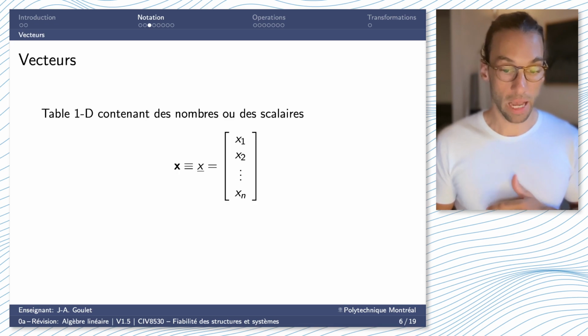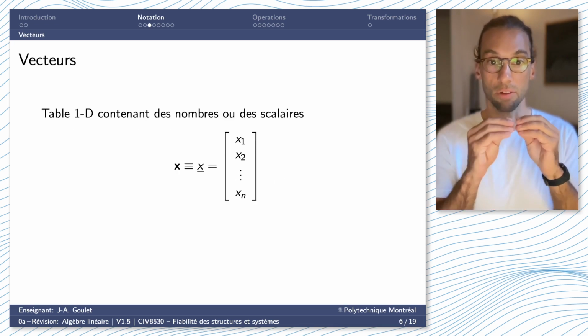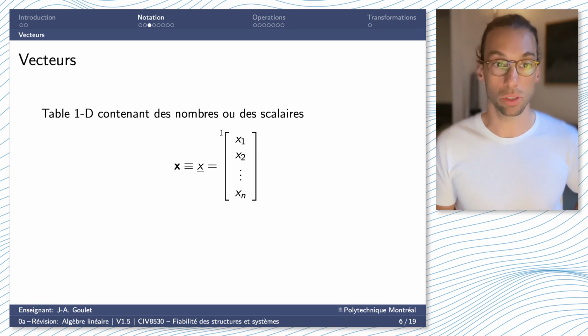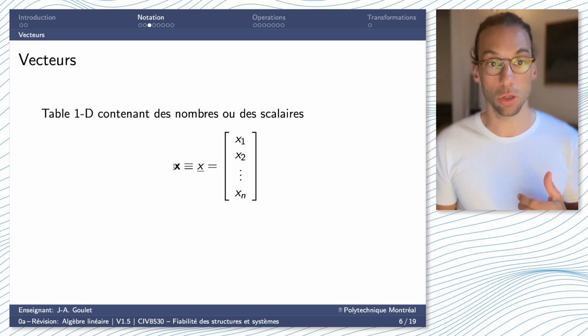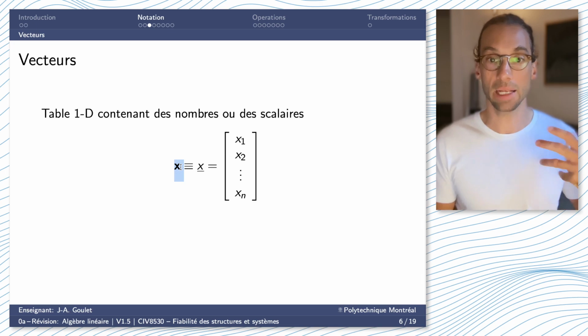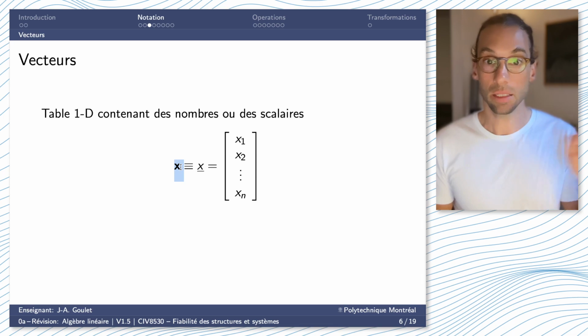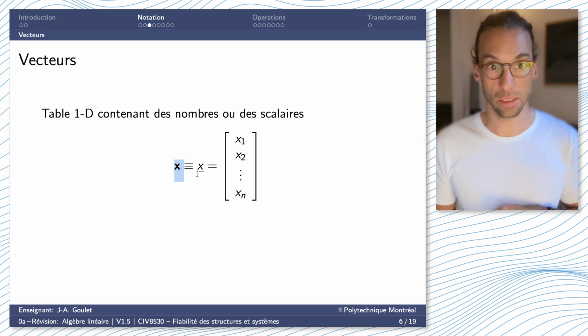Now, if we look at vectors, a vector is kind of a 1D table containing numbers or scalars. In this case, it's going to be an n-dimensional vector. If I want to represent a vector, it's going to be a lowercase x in bold, okay? It's not only going to be x, but a variable name in bold. Whenever I write something on the board, it's hard to make a clear bold case, so I would underline it.